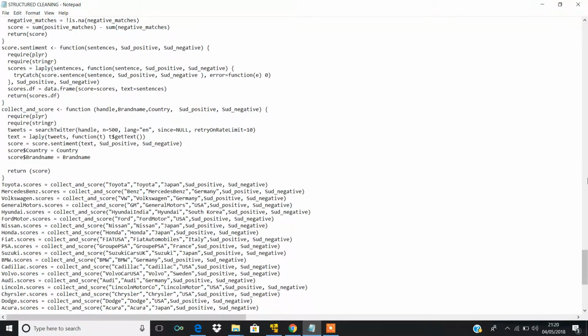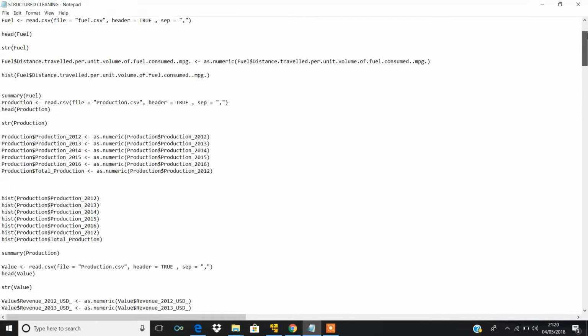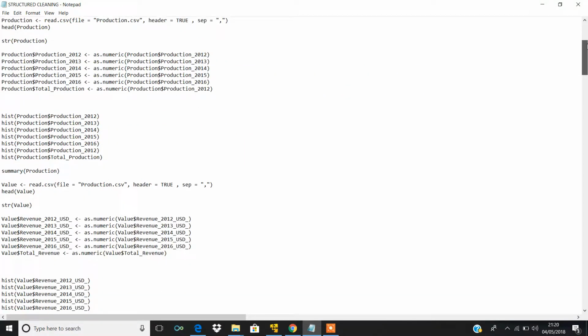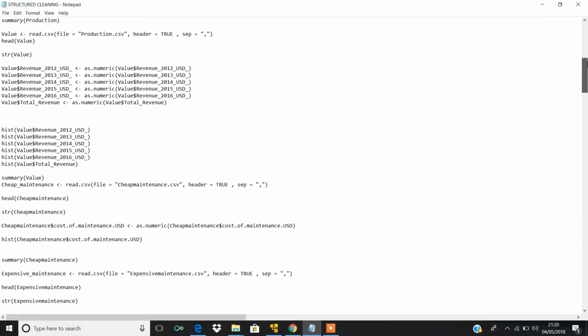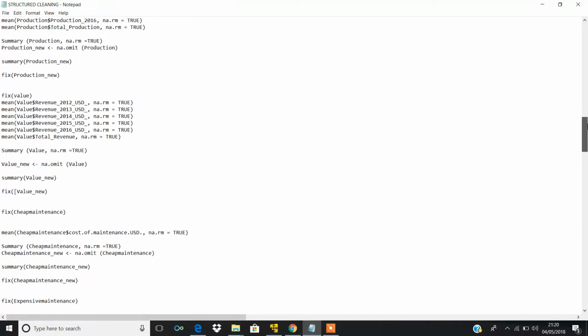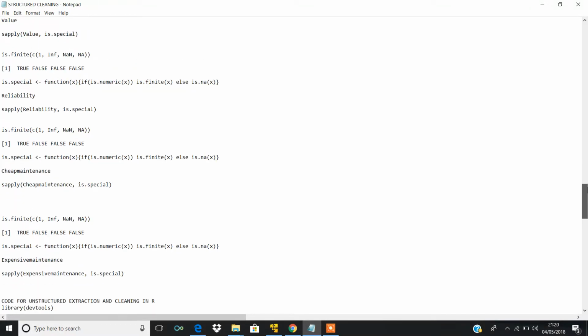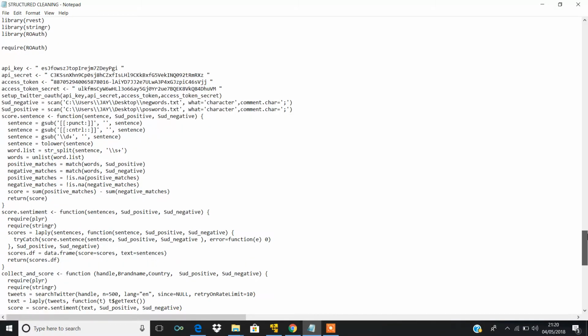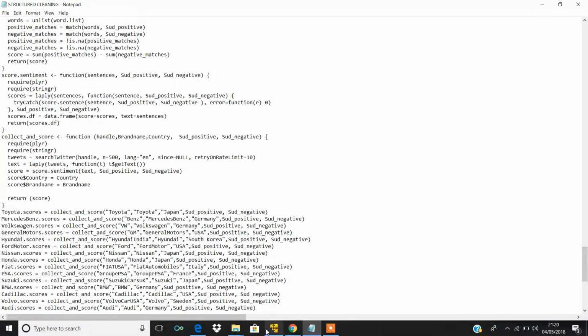Then these were the codes in R that were used to clean these data sets. I cleaned missing values, special values, outliers. Then this was the code that was used to extract and clean data from Twitter using R.